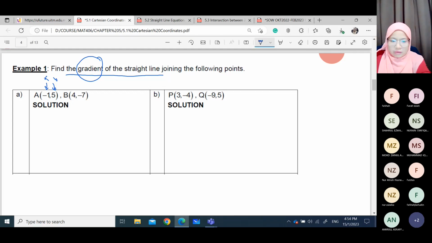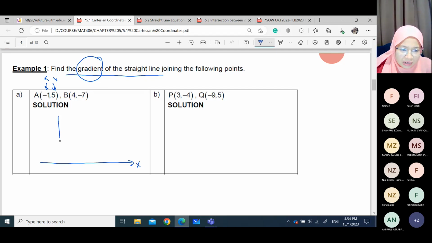Right. Okay. So we have this coordinate. Along the horizontal line is the x-axis, and the vertical line is the y-axis. Okay, so here is negative 1, this one is 0, 1. The origin is here, 0, 0.